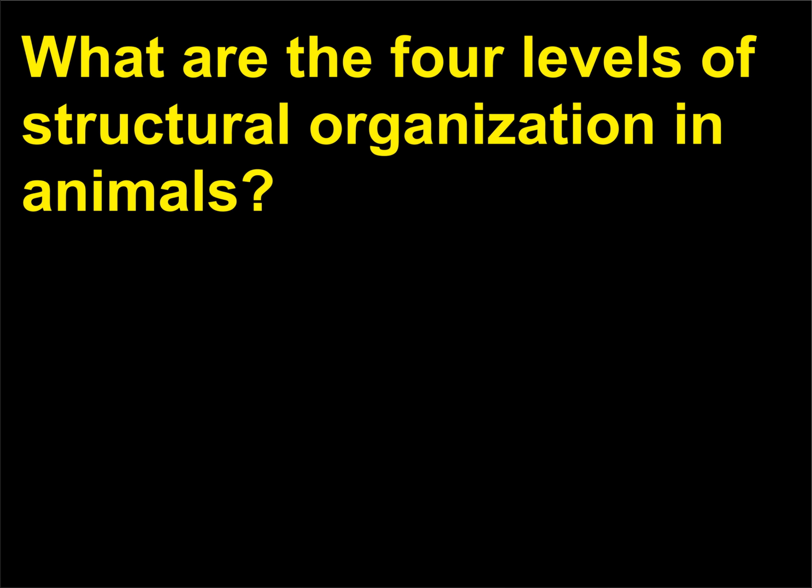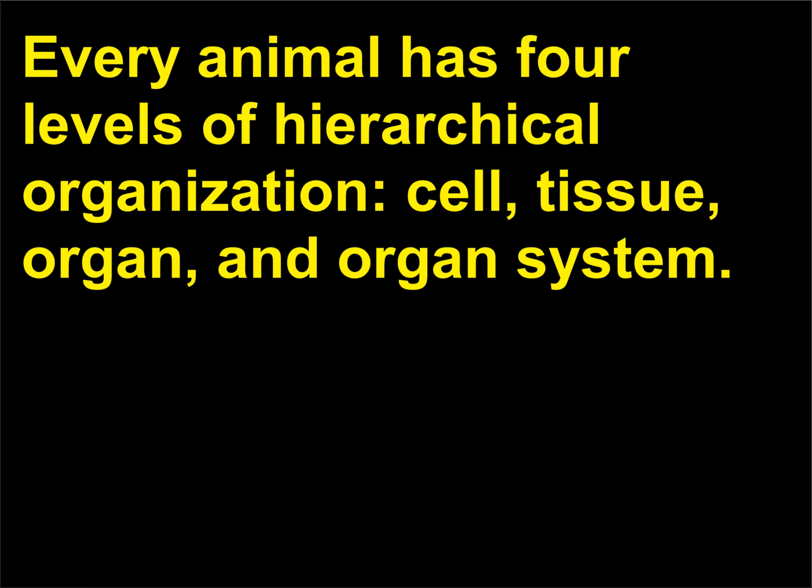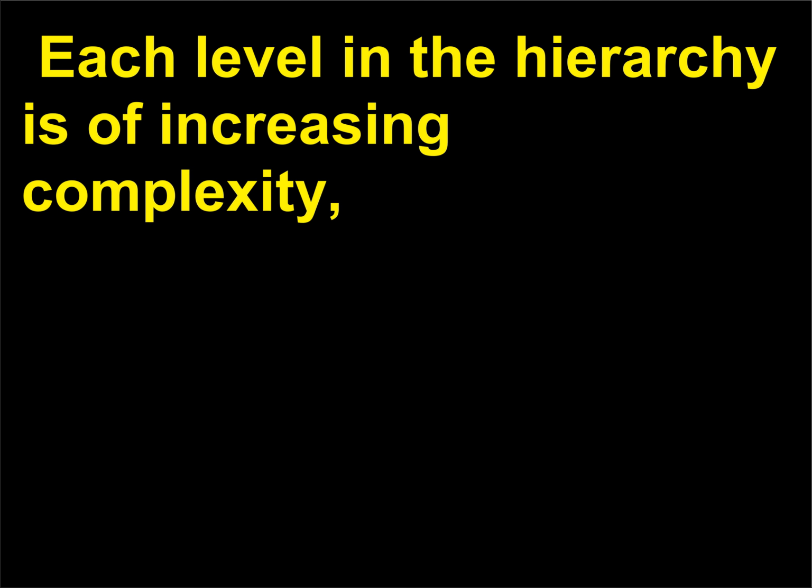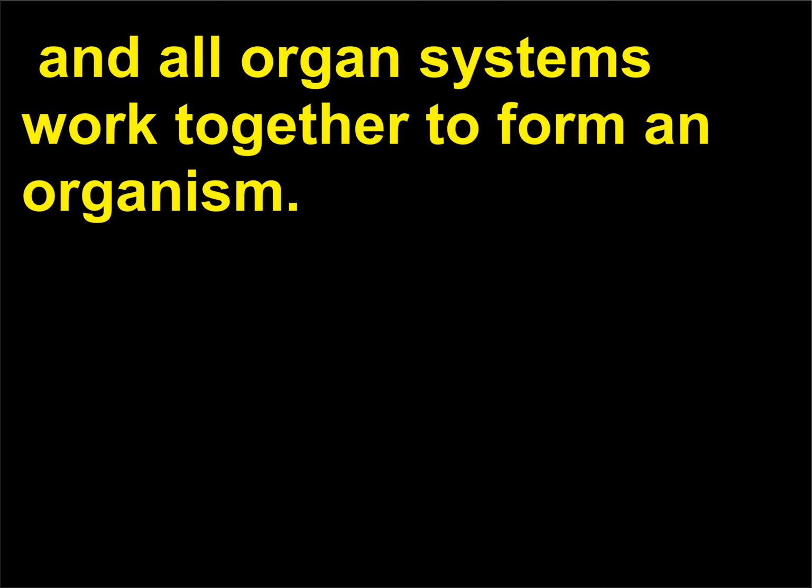What are the 4 levels of structural organization in animals? Every animal has 4 levels of hierarchical organization: cell, tissue, organ, and organ system. Each level in the hierarchy is of increasing complexity, and all organ systems work together to form an organism.